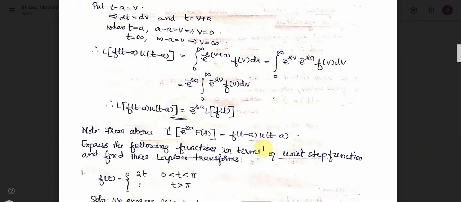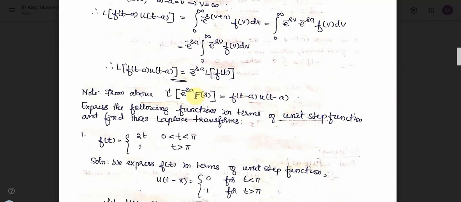v is the variable of integration, a is the constant, and s has nothing to do inside the integral with respect to v. Therefore, this can be taken outside the integral. Therefore, e power minus sa into integral 0 to infinity e power minus sv f of v dv. Now, this is the definition of L of f of t. As said before, the variable of integration does not matter for us. The value of the integral is going to be L of f of t. Therefore, L of f of t minus a into u of t minus a is equal to e power minus sa into L of f of t. This is the formula which we wanted to derive.